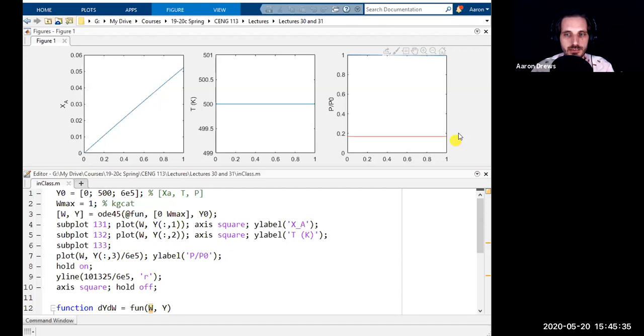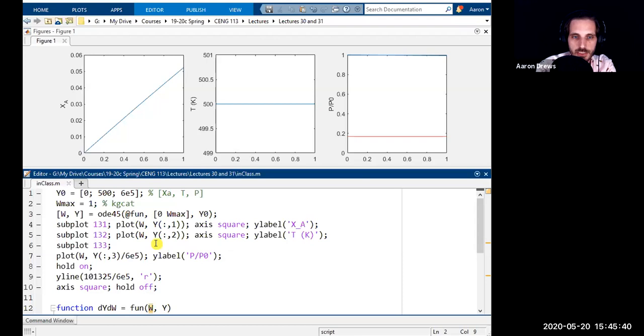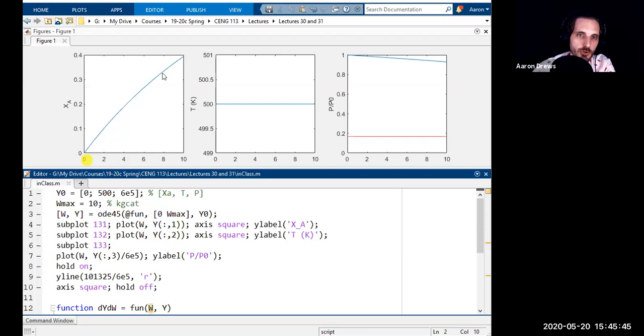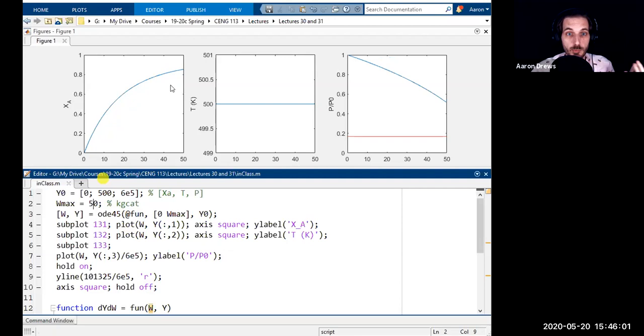So let's update the kilograms of catalyst a little bit. Let's go up to 10 kilograms of catalyst and rerun this. Great, we're increasing our conversion a little bit. We're up to 0.4, temperature is still constant. And now we're starting to see where one of the limitations is going to come in. Our pressure is starting to fall. Let's do this again, up to about 50 kilograms of catalyst. Cool, we're getting up close to around 80, 85% conversion, maybe 84. Still isothermal. Our pressure though is starting to get pretty close to atmospheric.